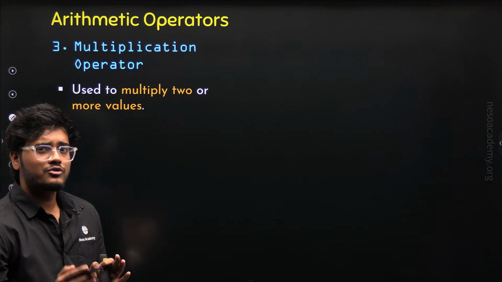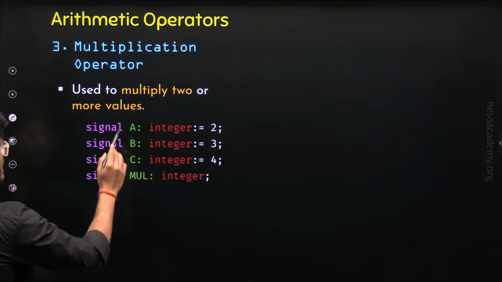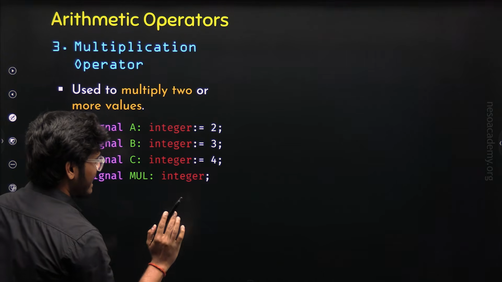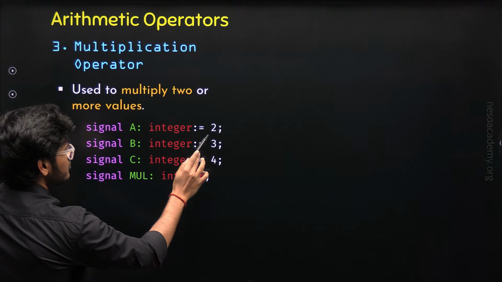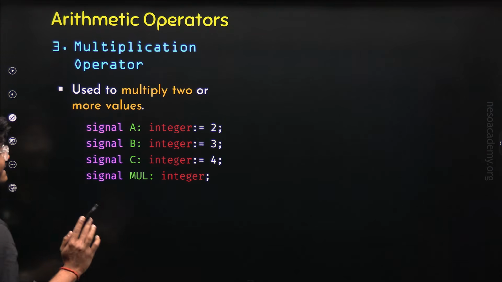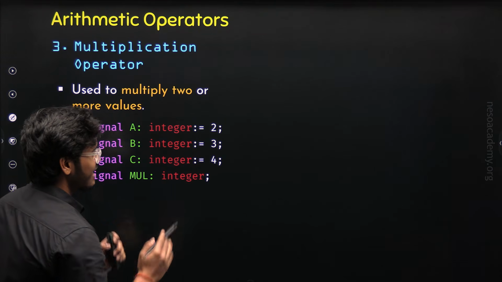Now let's try to multiply three signals. For that, I am taking signals A, B and C. All are of integer data type and assigned fixed values. Example, A equals 2, B equals 3 and C equals 4. And declaring a signal named mul with integer data type to store the output.